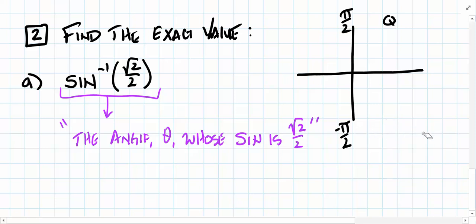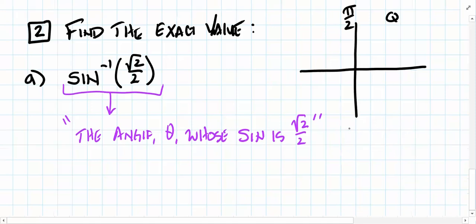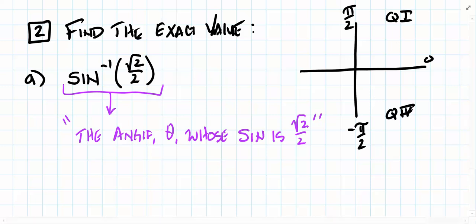So negative pi over 2 is down here. Pi over 2 is up there. Quadrant 1, and 0, of course, is here. And then quadrant 1, and then this is quadrant 4. Okay, so inverse sine only exists on the domain for the regular sine function between negative pi over 2 and pi over 2. So I'm only dealing with values in quadrant 1 and quadrant 4 only because of my restricted domain. You guys get that part?